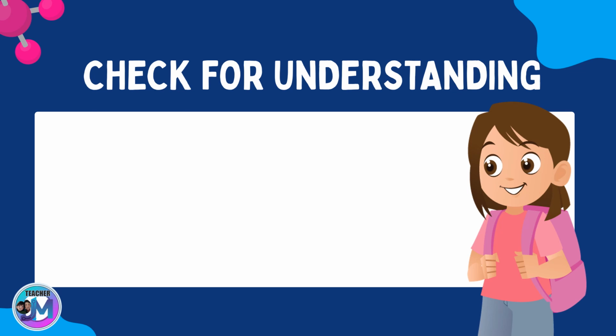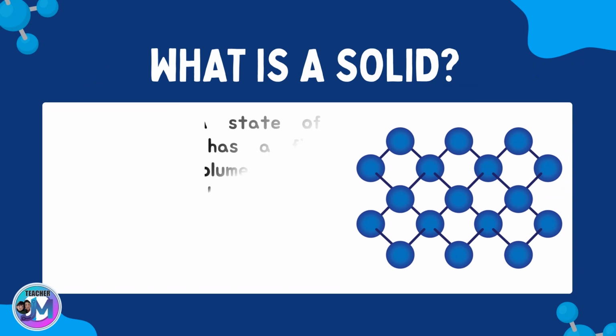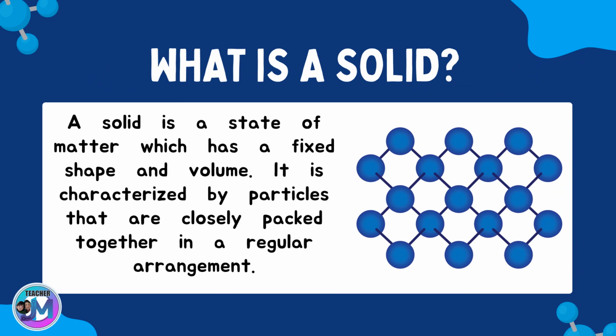Now let's check for understanding. What is a solid? A solid is a state of matter which has a fixed shape and volume. It is characterized by particles that are closely packed together in a regular arrangement.